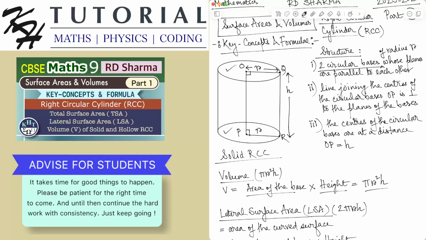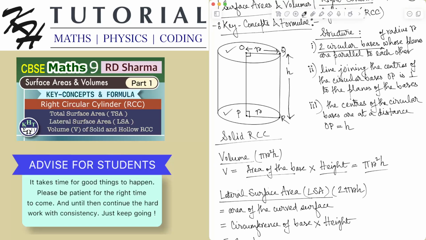So how do you describe a right circular cylinder? What are the dimensions you need? You need the radius, which is the radius of the circular end faces or base faces, and the length or height.